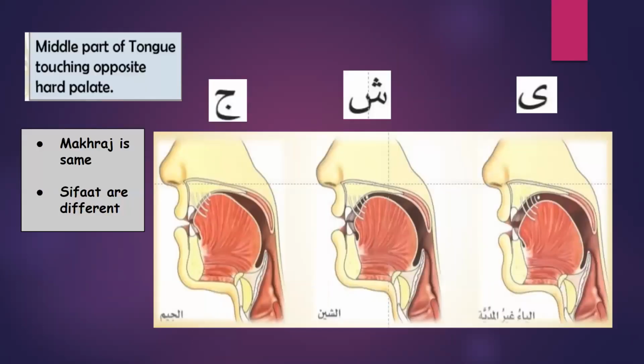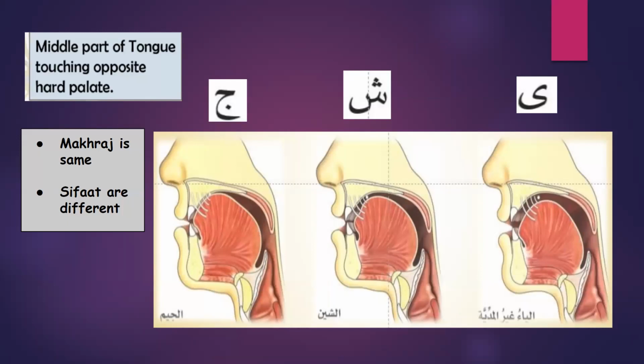The letters jim, sheen, and ya, if you put them together as a word, you can read it as jaish: jim, ya, and sheen. You can make a word out of it. The makharij for these three letters is the same, wasat al-lisan, from the middle part of the tongue.